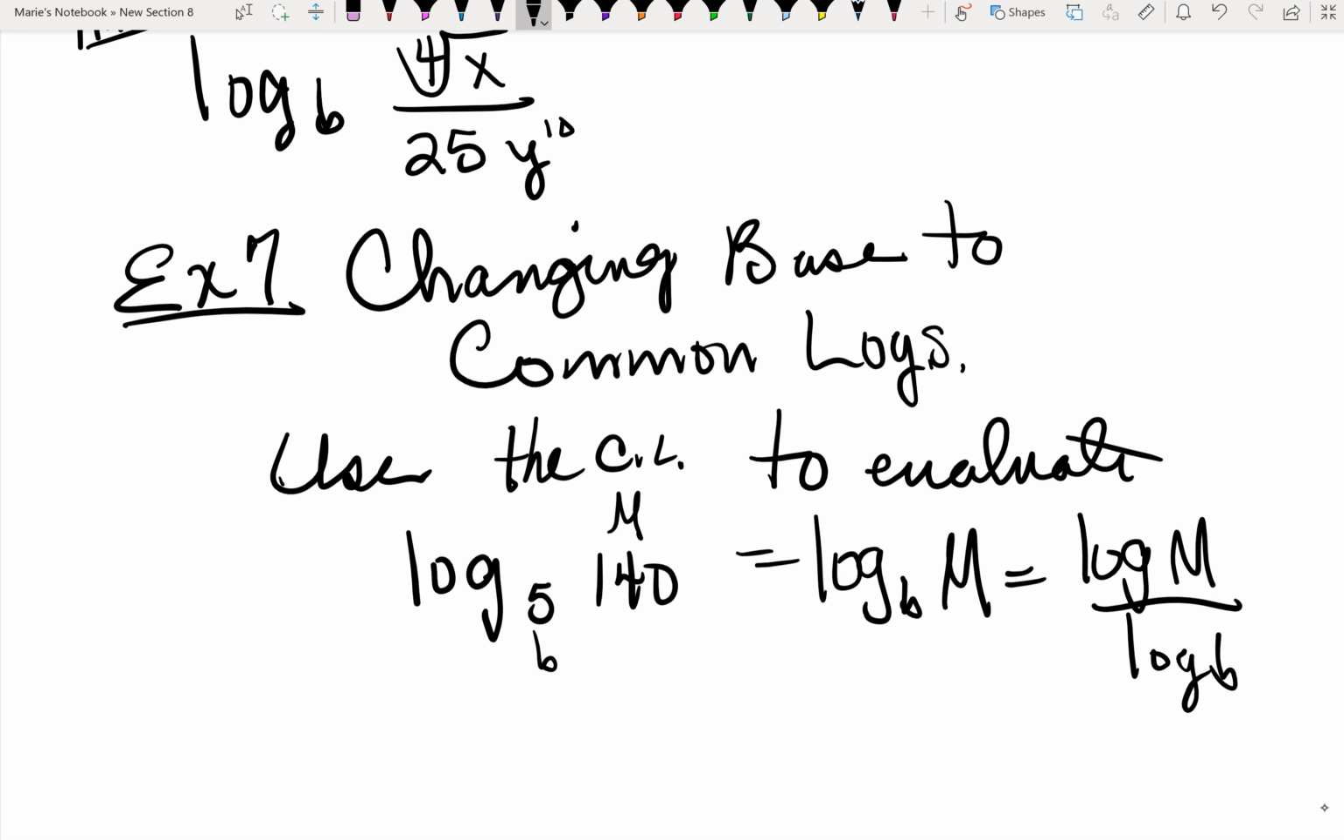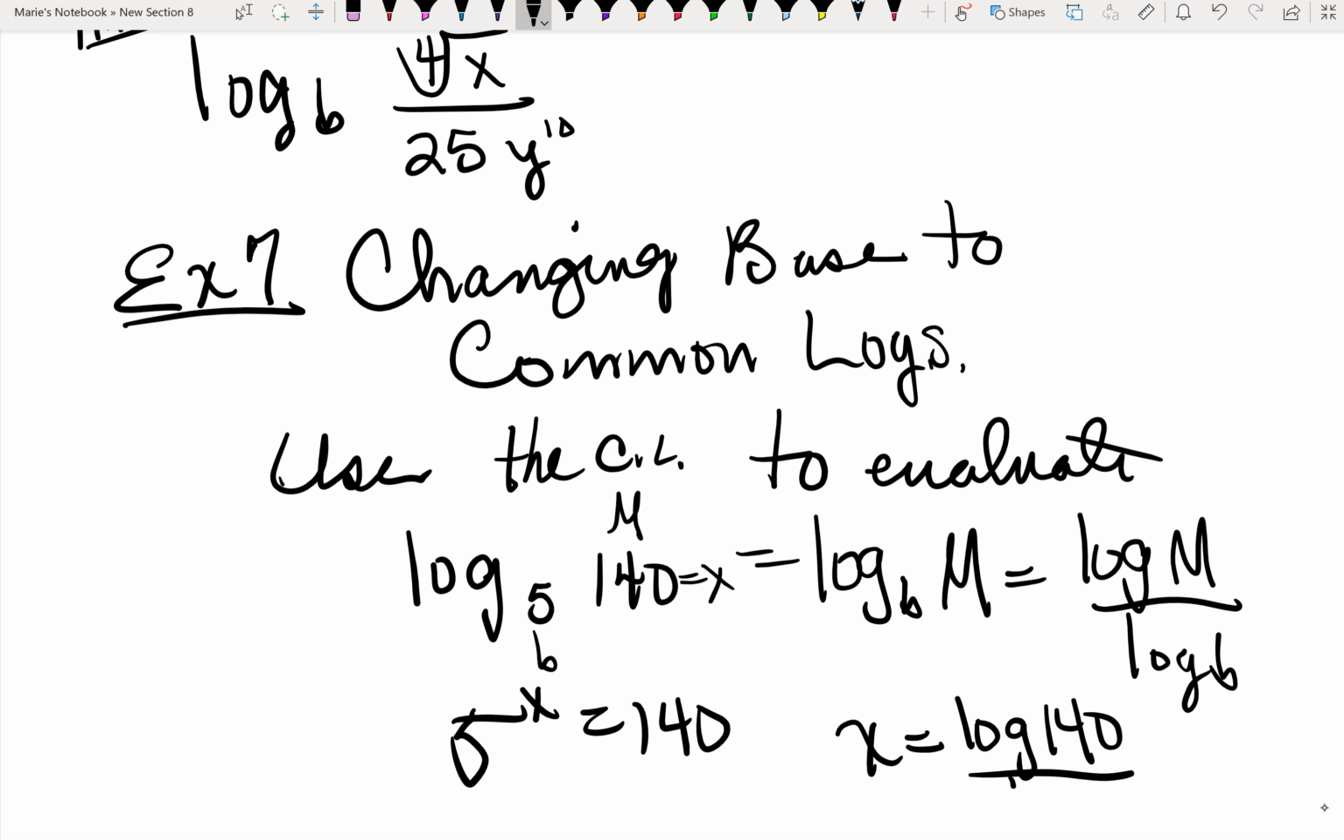Now in my example, I always tell you, think of this as equals x. So it's kind of like 5 to the x is equal to 140, and then you re-express this as x equals the log of 140 over the log of 5. Use your calculator, you get your answer. I believe the answer to this one is 3.07, so please try with your calculators.